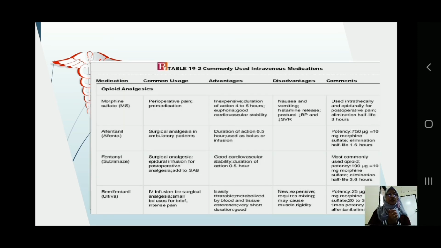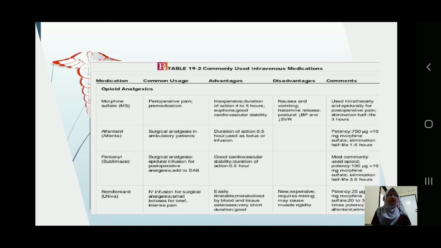So we have the common use intravenous medication. We have the medication, common usage, advantages and disadvantages, and comments. So the medication of opioid analgesics: we have morphine sulfate, and the common usage is perioperative pain and premedication. The advantages are inexpensive, duration of action 4 to 5 hours, euphoria, and good cardiovascular stability.